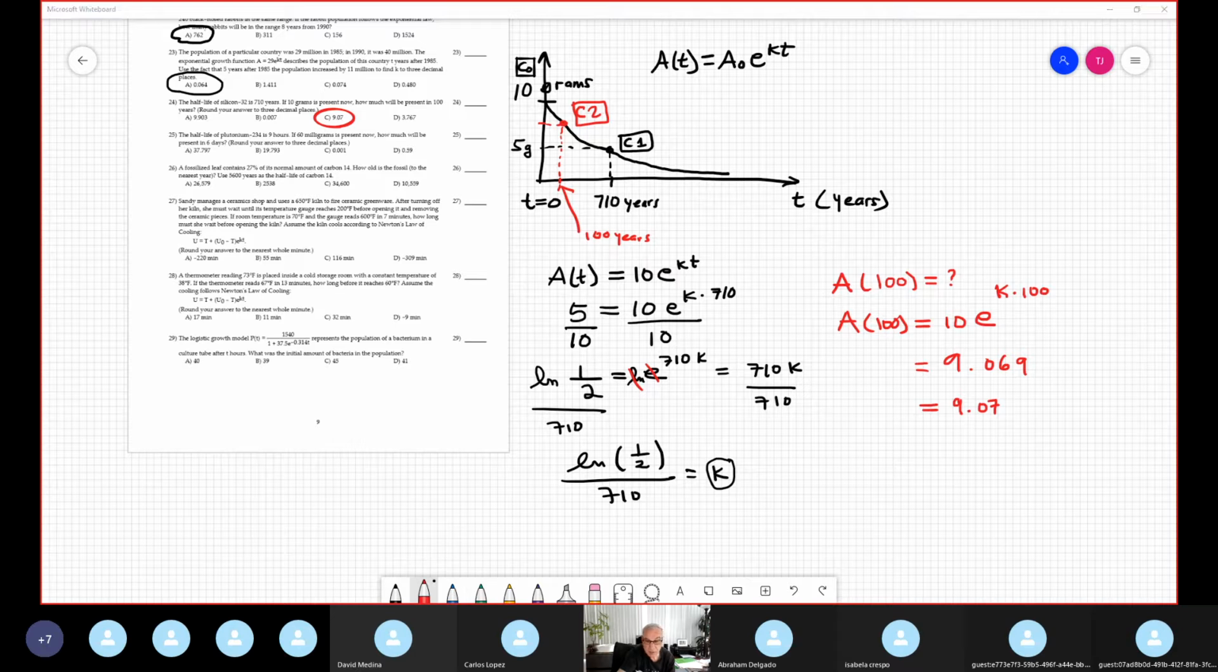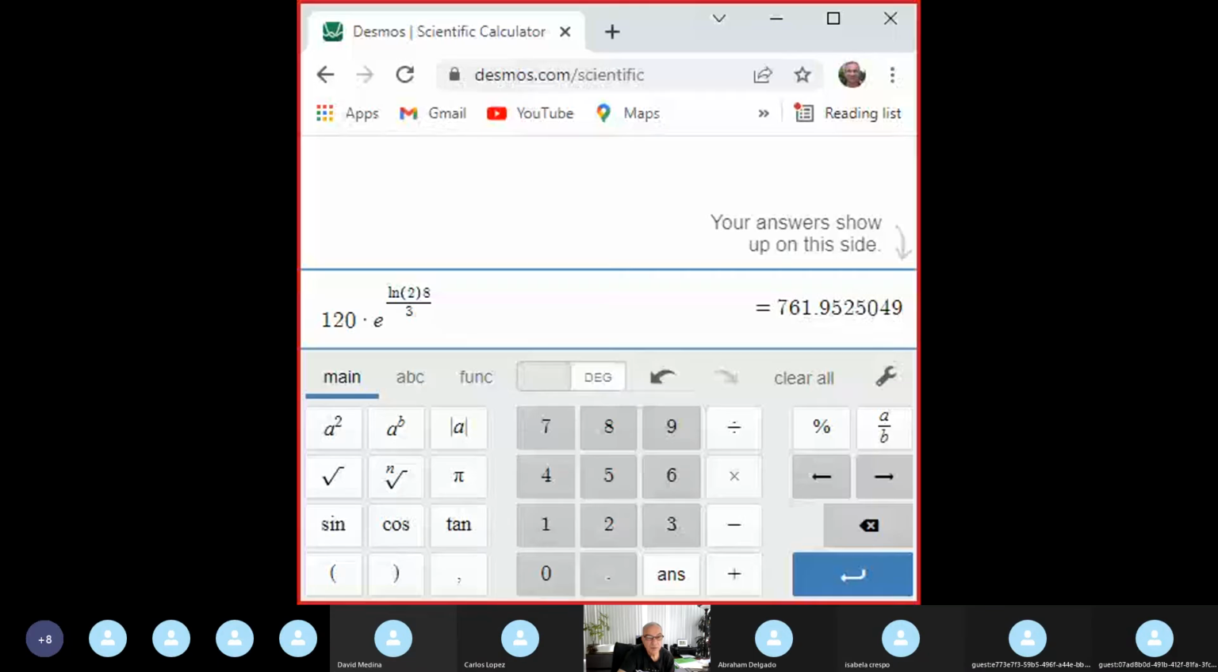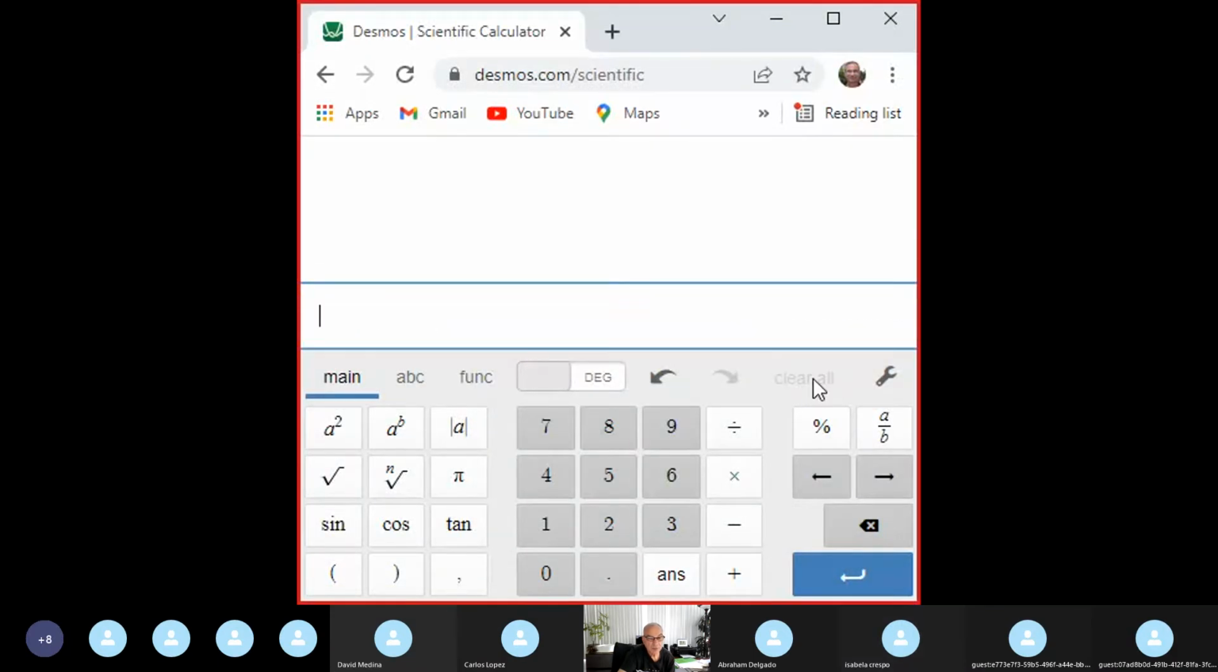Okay, where is my calculator online? Here. Okay. Let me share. Do you see my calculator online or not yet? Do you see or no? Yes. Okay. I want to clear everything.